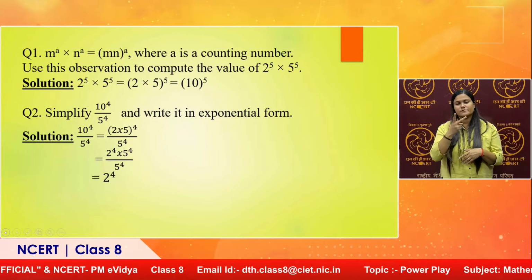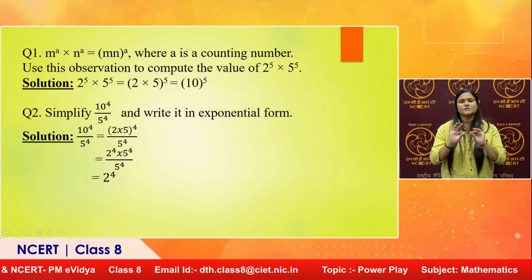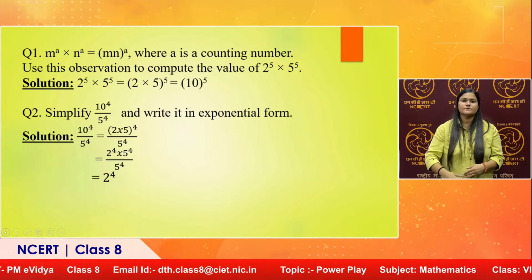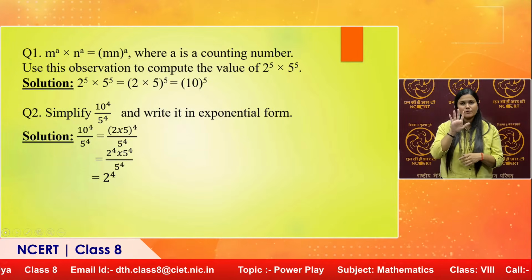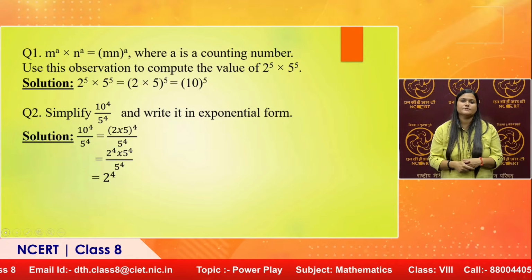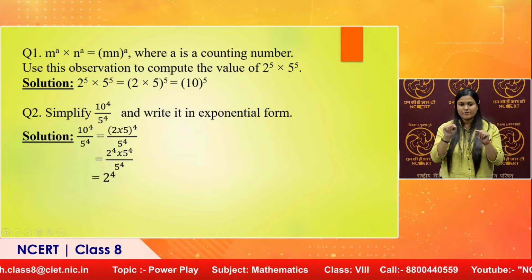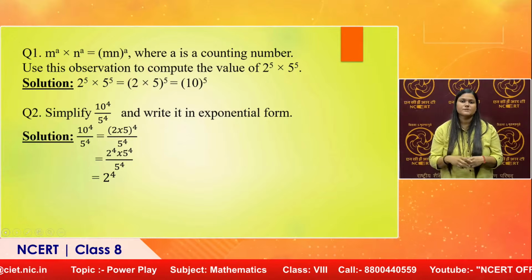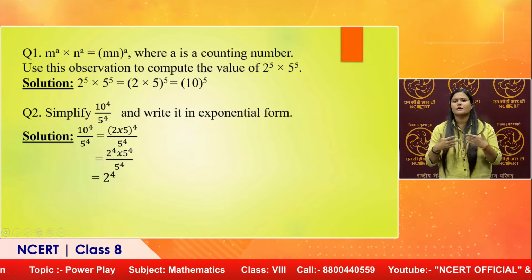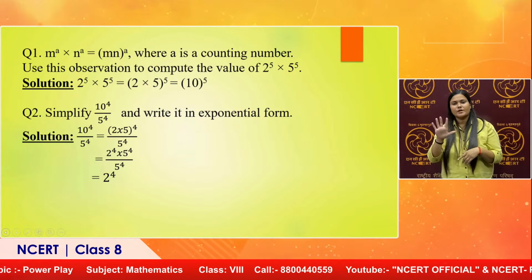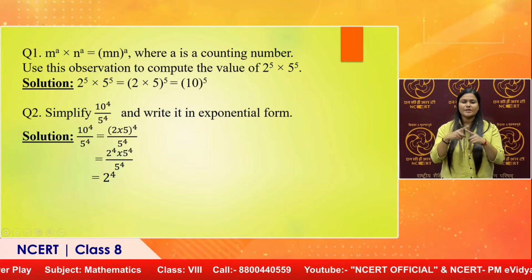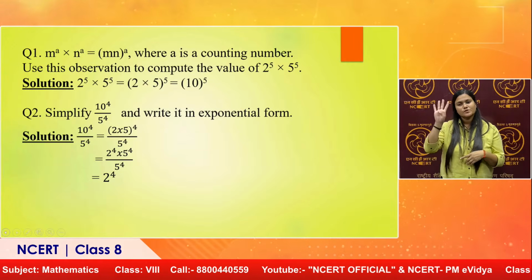Simplify 10 to the power 4 upon 5 to the power 4 and write it in exponential form. So we have here 10 to the power 4 divided by 5 to the power 4. How can I break this 10? Factors of 10 are 2 and 5. So I can write 2 into 5 within brackets, power 4, upon 5 to the power 4.